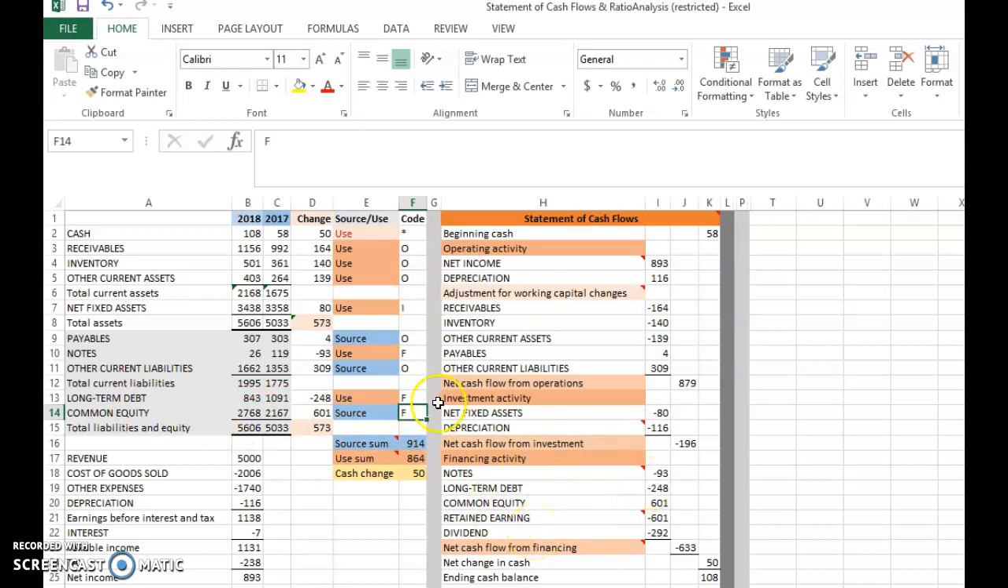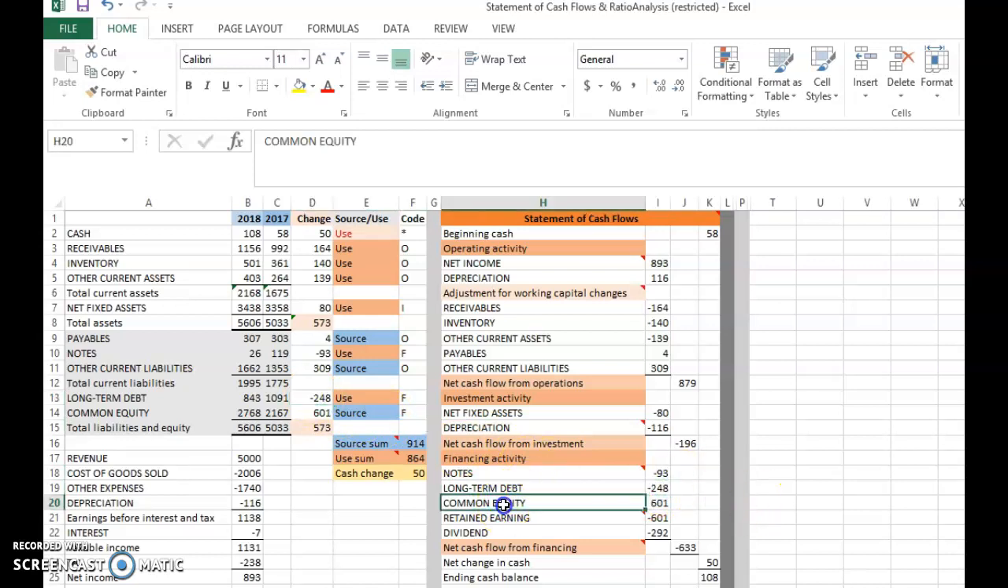So we start with notes here. Notes is taken from here. There is an outflow of 93. There is cash use of $93 million. That means notes has been reduced by $93 million in that year. Then long-term debt, also negative, a use of 248 million.